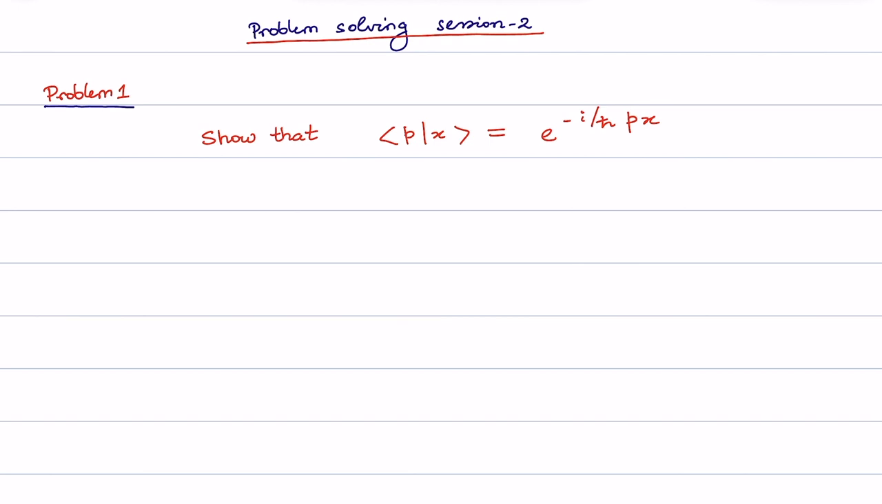So as a first problem, let us work out this. You have to show that the scalar product of p and x is equal to e to the power minus i by h cross p x. I think in the lecture class, I put a plus sign here instead of minus, but it should be minus. Okay, so let us solve it.